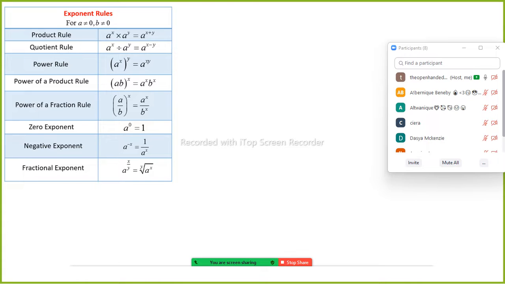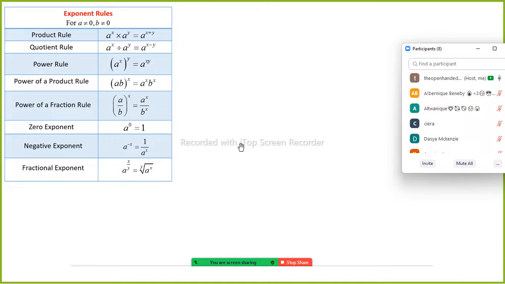All right, so let's consider those questions. Take down these exercises. I have this on the side so that you can remember these rules as we apply them and as we work them out. And so let's begin.